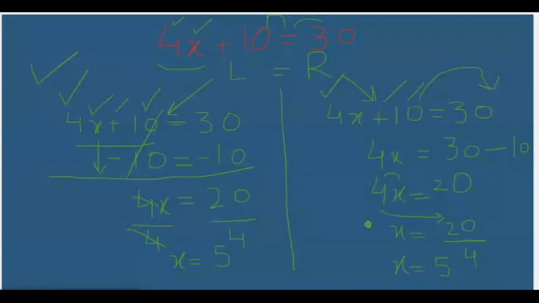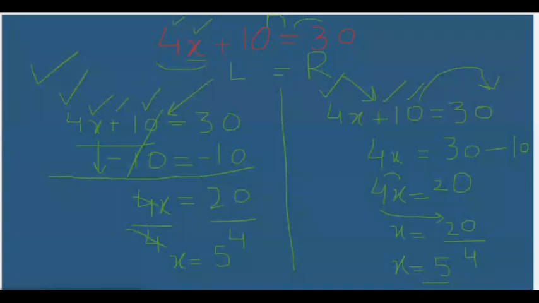Now, how can we know that our answer x equal to 5 is right? Let us replace this x by 5. If I replace this x by 5, then I will multiply this 5 by 4. 4 times 5 is 20, and 20 plus 10 is 30, which is equal to 30 on the right hand side as well. So if you replace this x by our answer 5, we will get 30 on the left hand side, which is equal to the 30 on the right hand side.